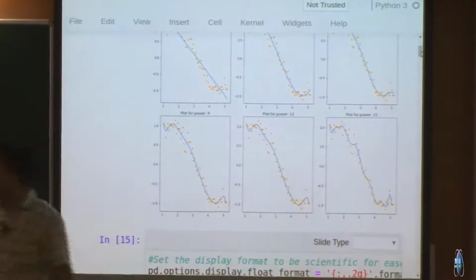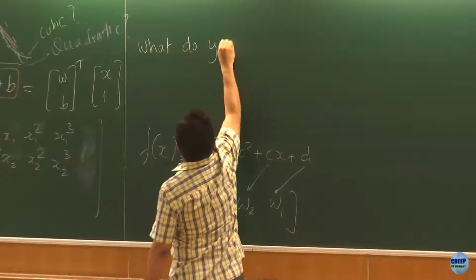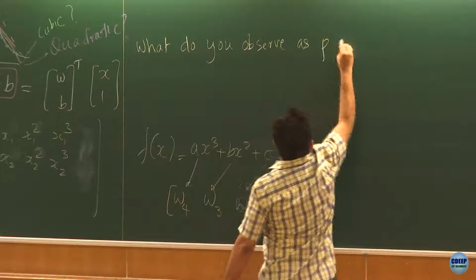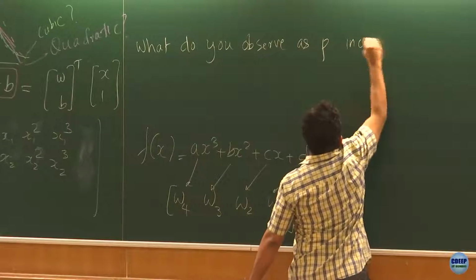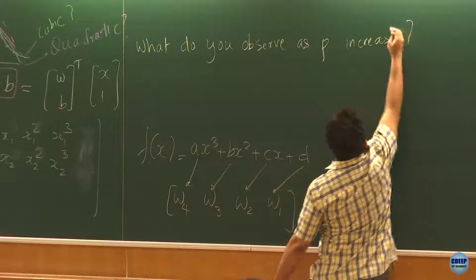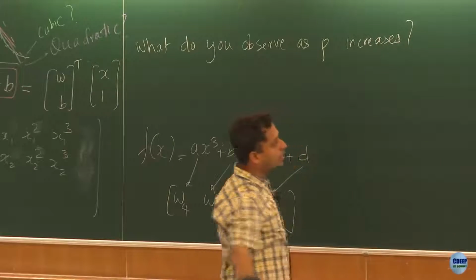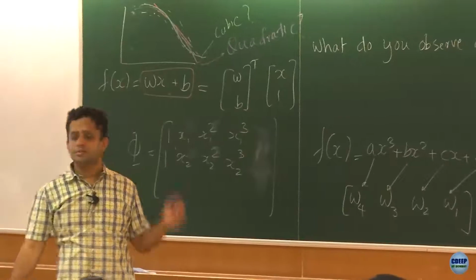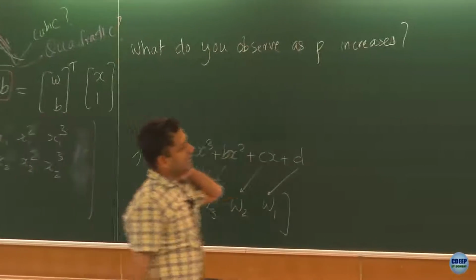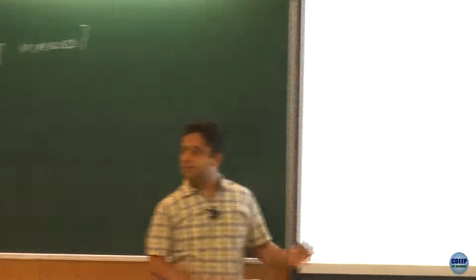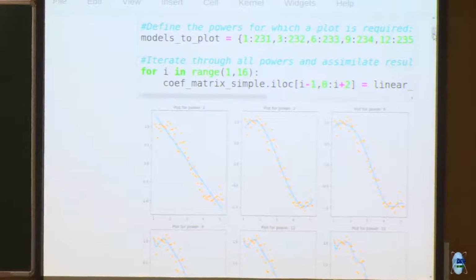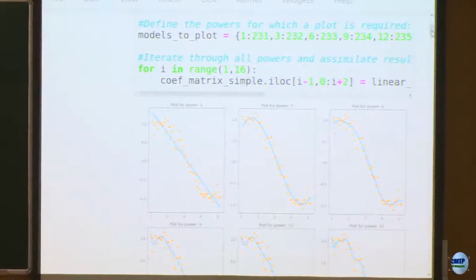What is your observation? What do you observe as p increases? P is a power. Okay. So are you happy with P equals 1? Certainly not, right? So at least give credit where it's due. So it learned to fit the points better initially, right?